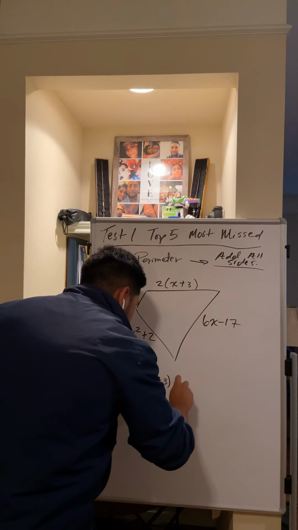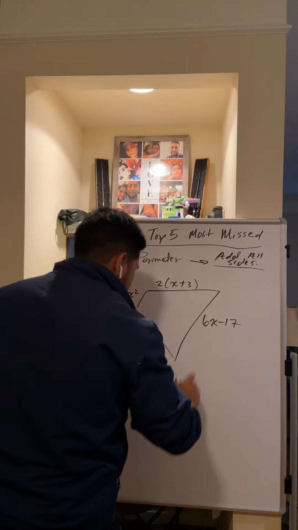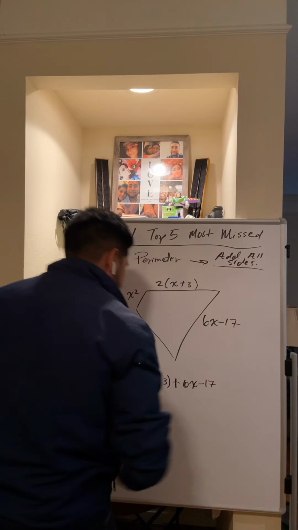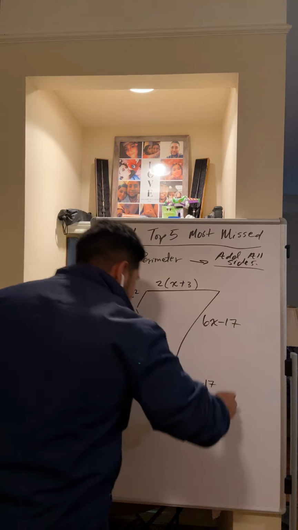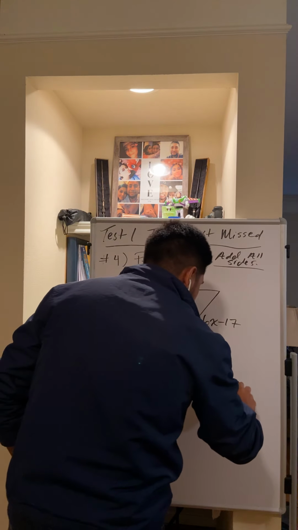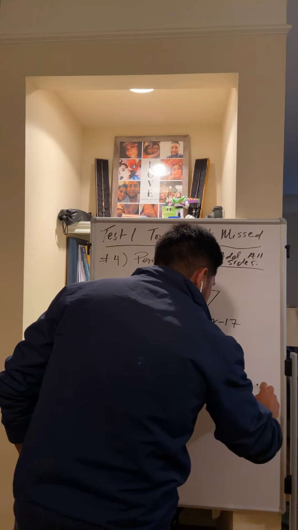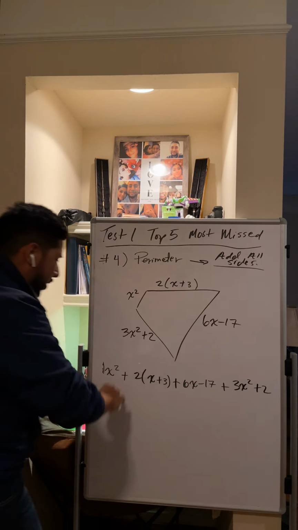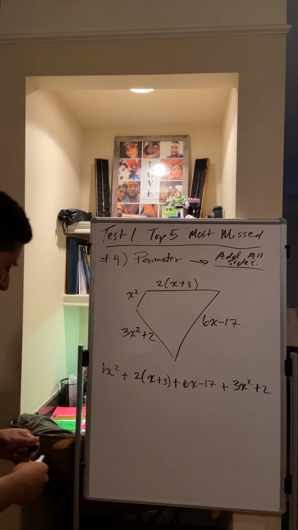Adding plus 6x minus 17 plus 3x squared plus 2. So I put all these four sides together. Now I'm just going to solve.